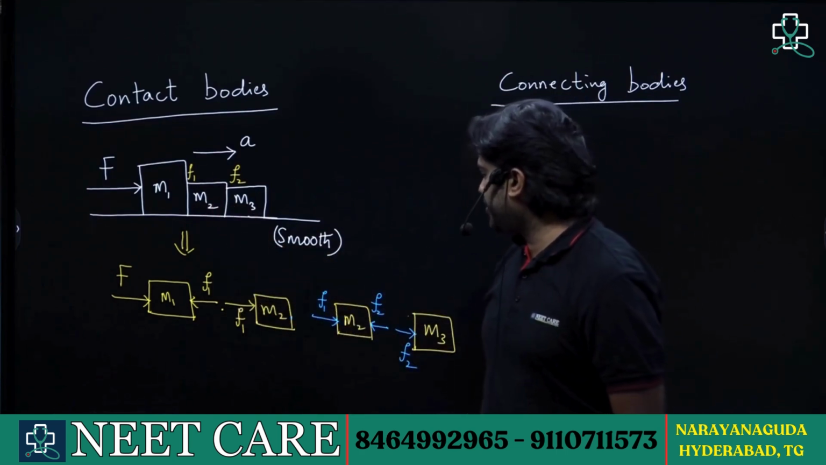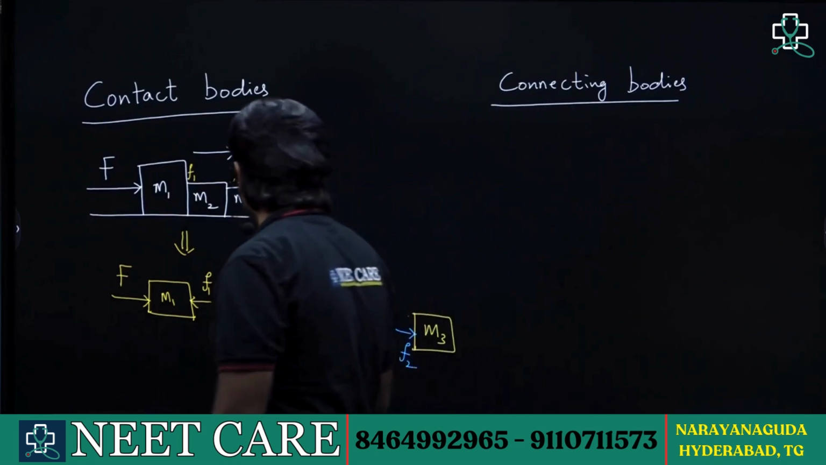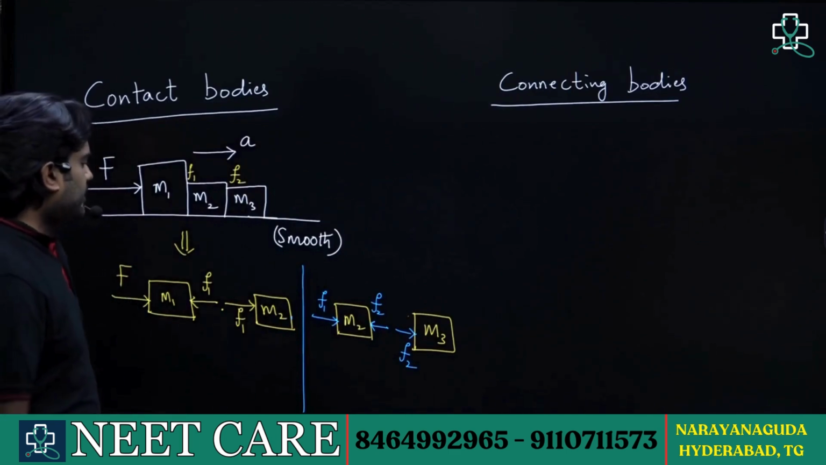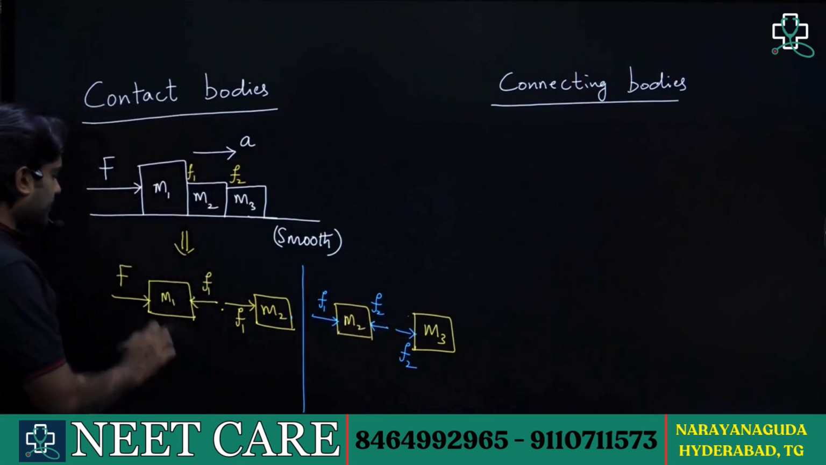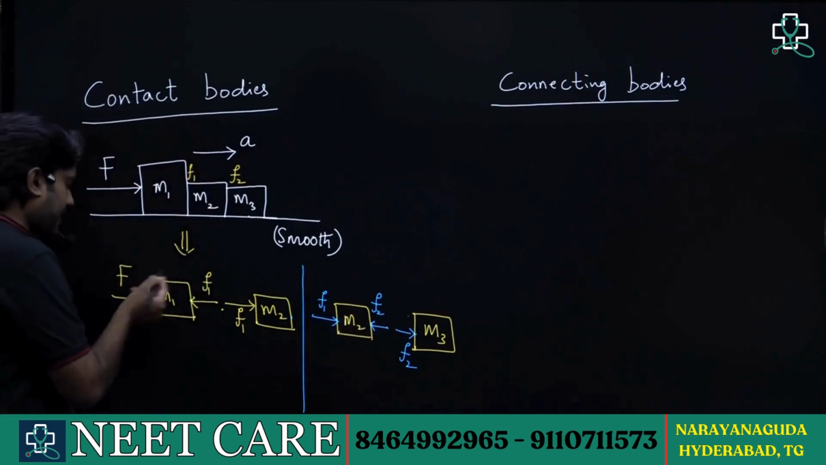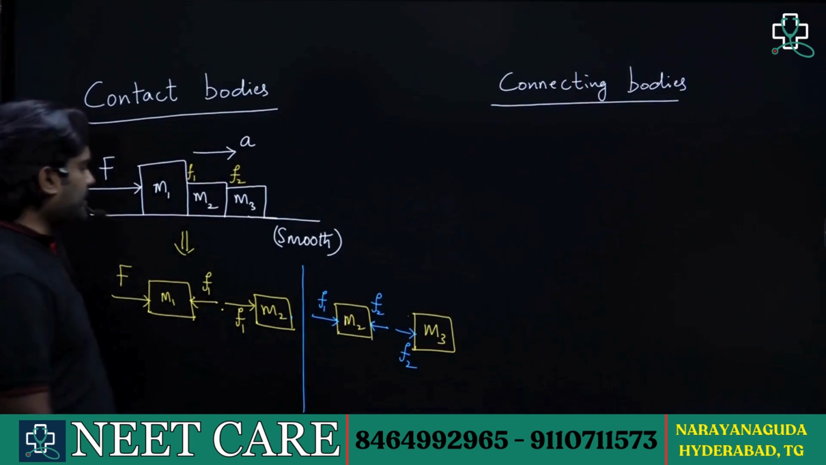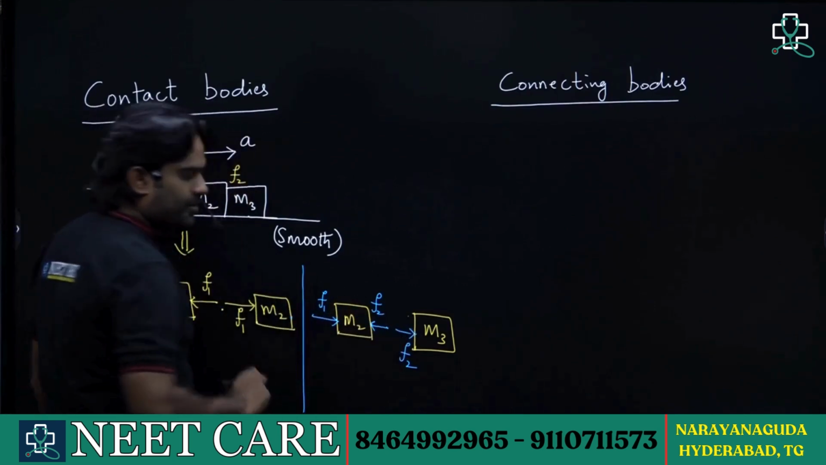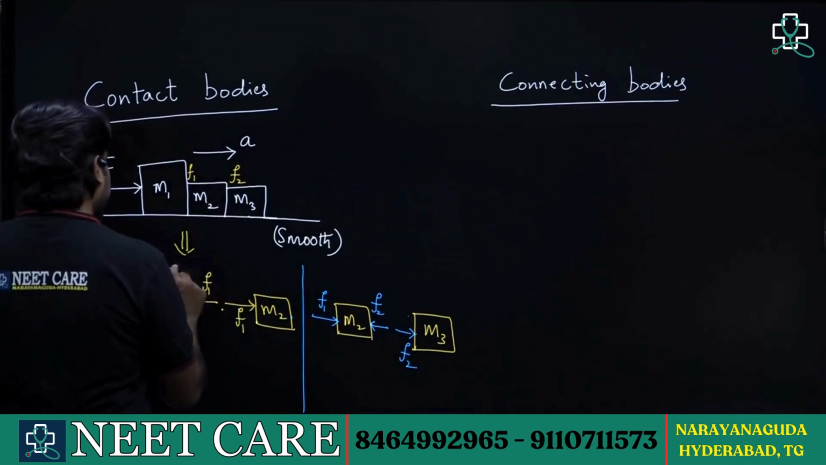Net contact force will be 0. So if you take them separately, cut it here and check it. Between M1 and M2, F1 is acting like this. And between M2 and M3, F2 is acting like this. Means M1 is experiencing two forces, capital F and F1. And M2 is experiencing again two forces, F1 and F2. But M3 is experiencing only one force. What is that? F3. And no doubt all three are moving with acceleration A.